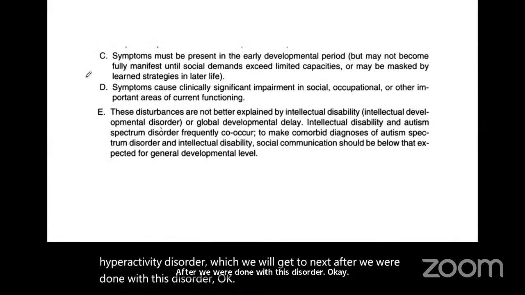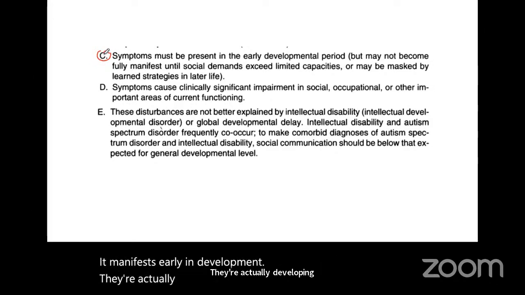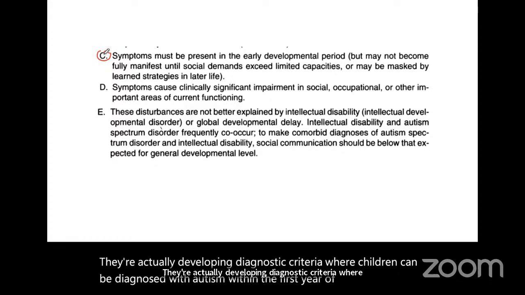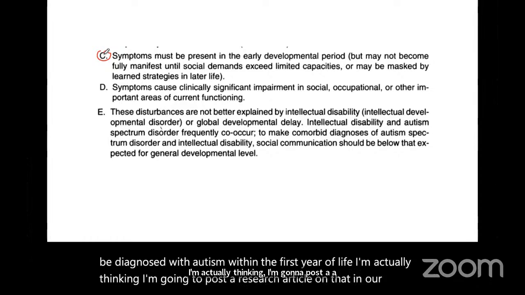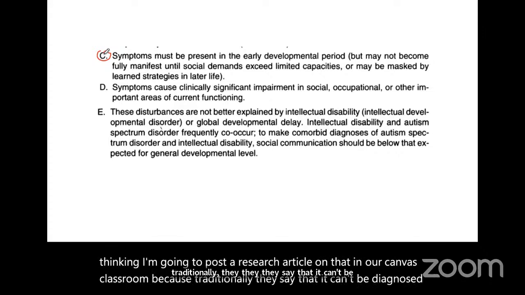Okay, so again, going back to our definition of this disorder, it manifests early in development. They're actually developing diagnostic criteria where children can be diagnosed with autism within the first year of life. I'm thinking I'm going to post a research article on that in our Canvas classroom, because traditionally they say that it can't be diagnosed till the age of 2, but we're finding that there are different symptomologies that we can see clear into infancy.